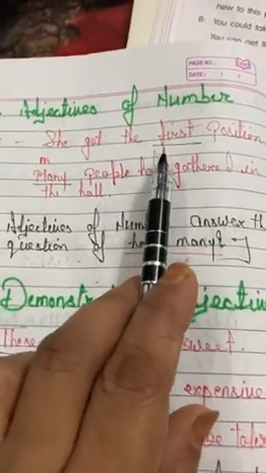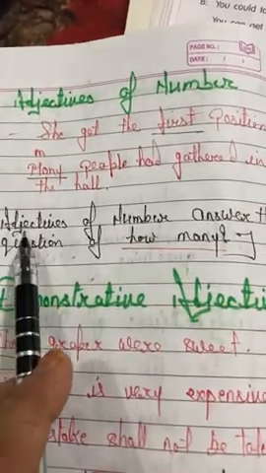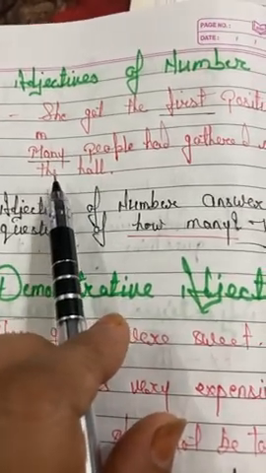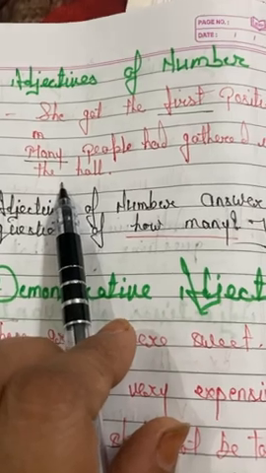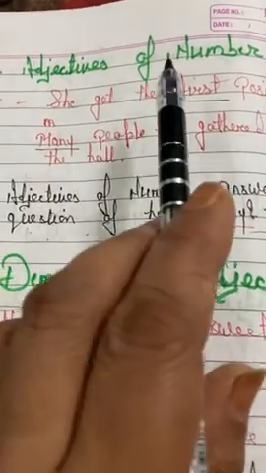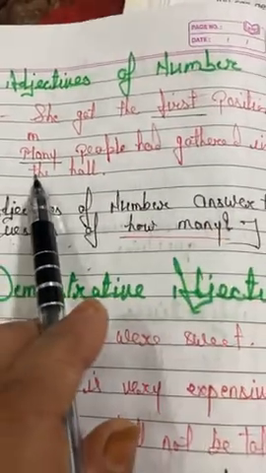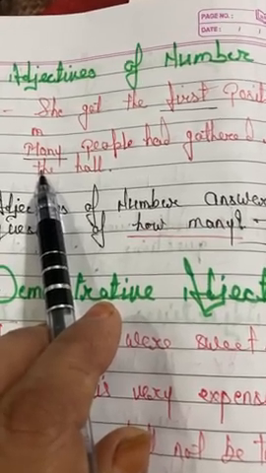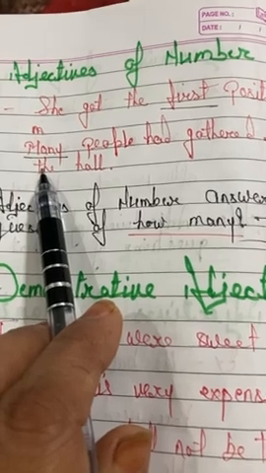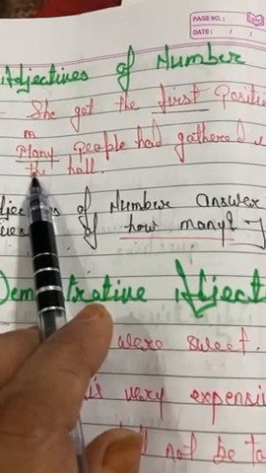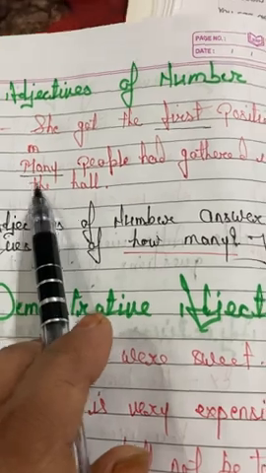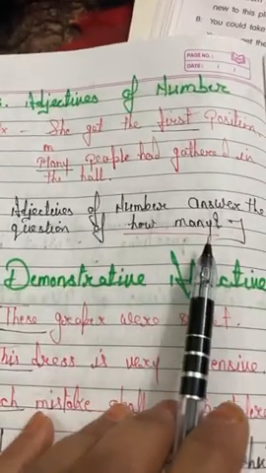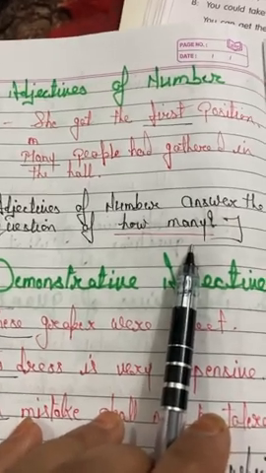Here, the words first and many describe the number of persons or things. The words first and many tell us about the number or position of a thing or person. Okay, so adjectives of number answer the question of how many.